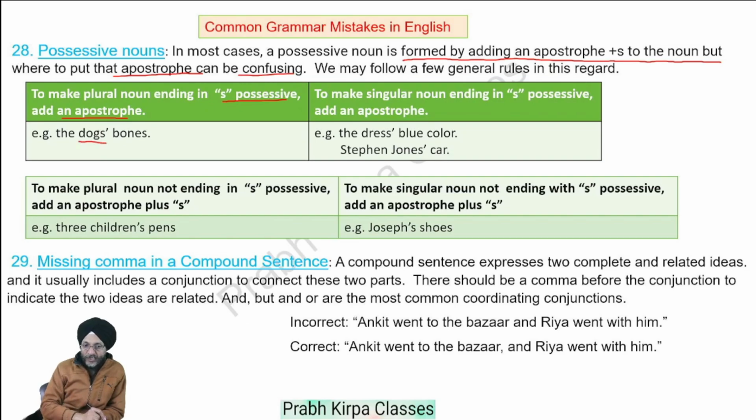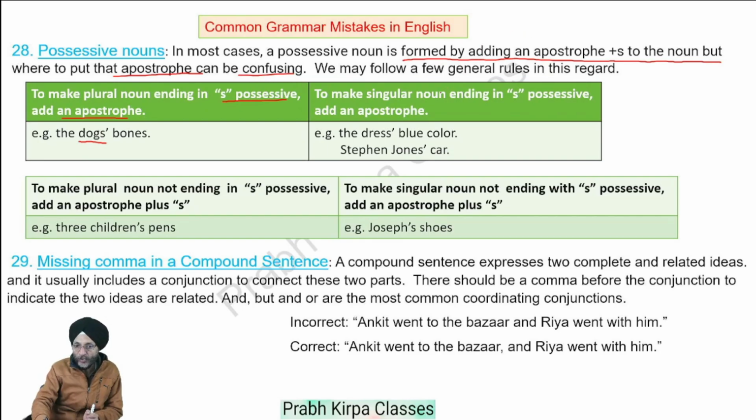Dogs is a plural. Here, to make it possessive, we use an apostrophe. The bones relate to the dogs. The dogs are in plural. Here, we will not write apostrophe s. We will simply add an apostrophe.